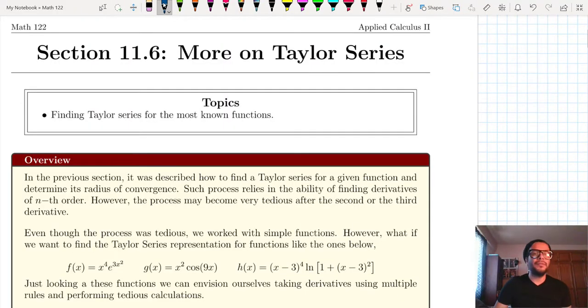Hello everyone, so we go over this time with the last section of infinite series and sequences. So we wrap up the chapter with a little bit more on Taylor series. I'm going to show you in this section how to find series representations of functions without going over the tedious process of finding multiple derivatives.